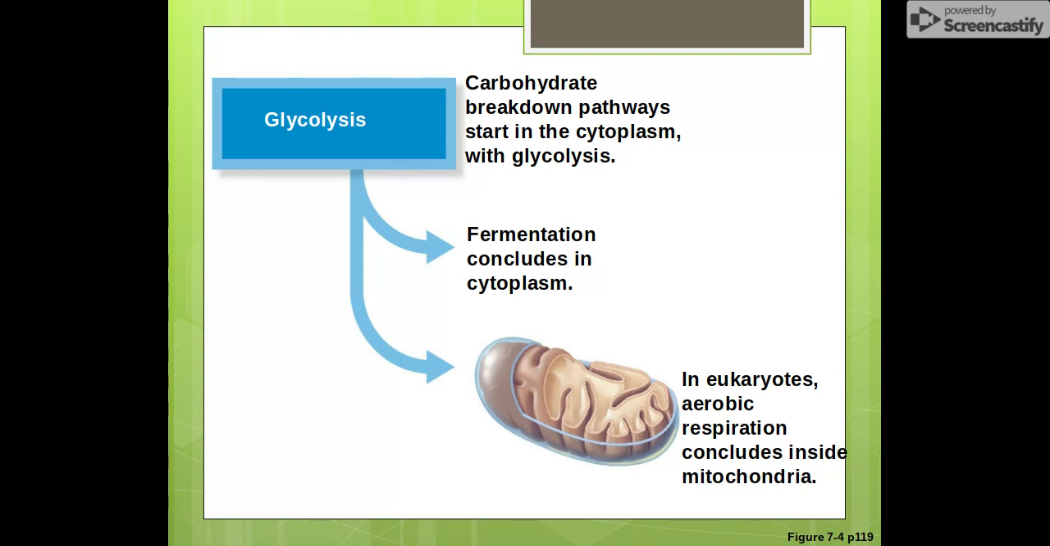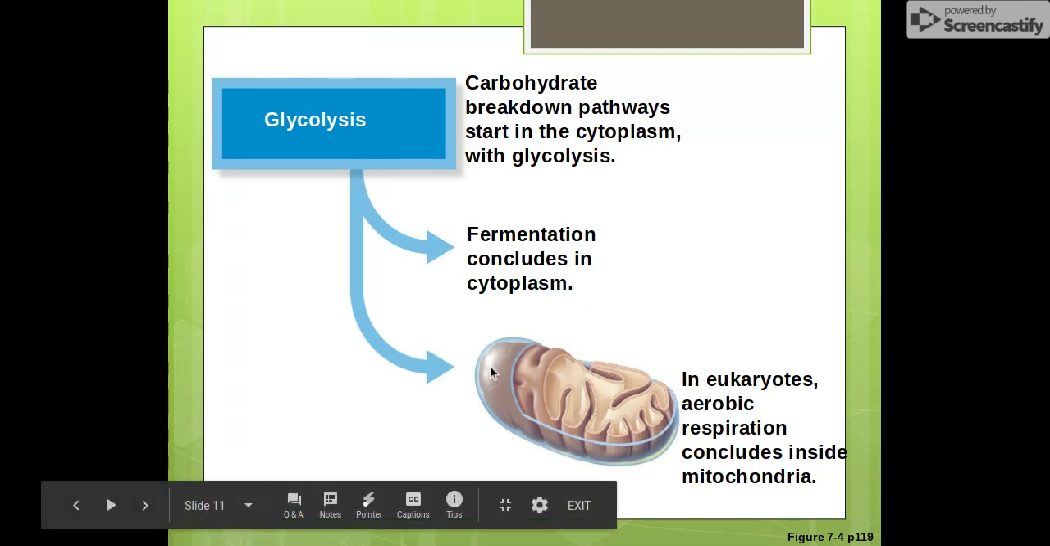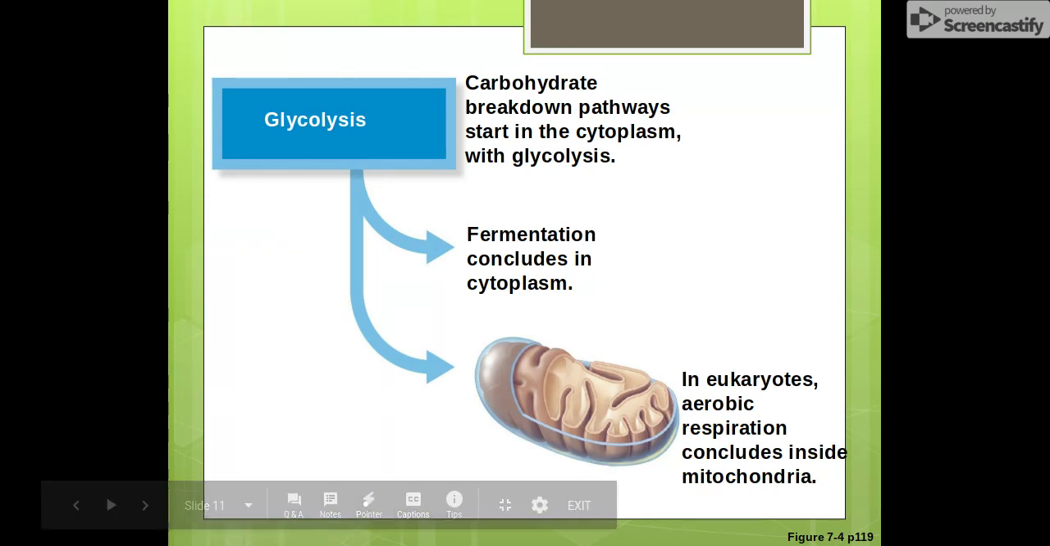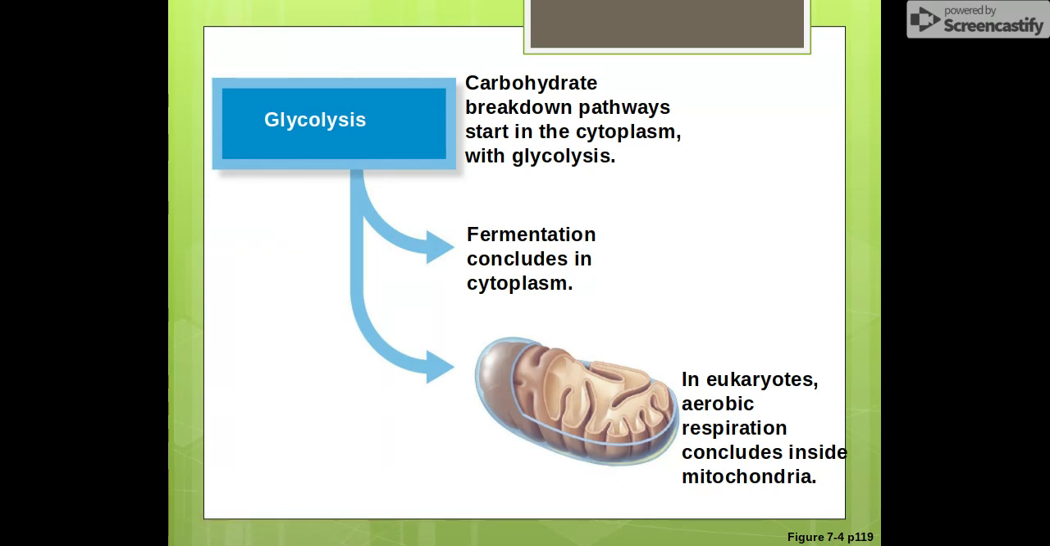Now, depending on the type of organism, we could do fermentation, which happens in the cytoplasm. This does not require oxygen. So things that live in an anaerobic environment, an environment without oxygen, will do fermentation. Things like yeast do this. For things that have access to oxygen and have mitochondria, we're going to do the rest of cellular respiration. It's going to happen within that mitochondria.